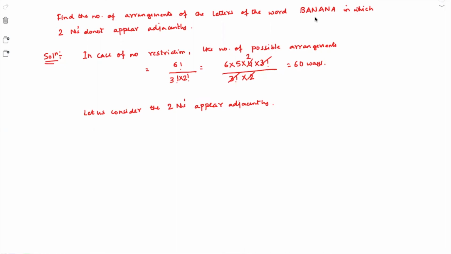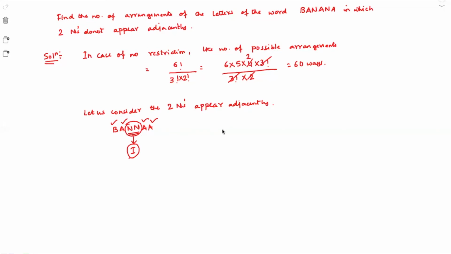What do I mean by this? Suppose, I'm just giving an example. The arrangement was like this. So in this case, these 2 ends will be taken as 1 unit. So we'll be left with 1, 2, 3, 4 and 5 letters. We will consider these 2 letters as 1 single unit. So we'll be left with 5 letters.